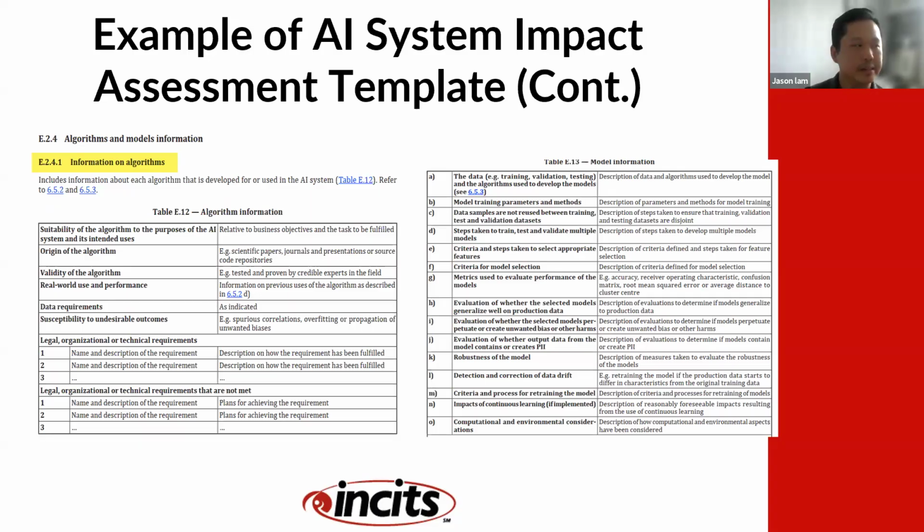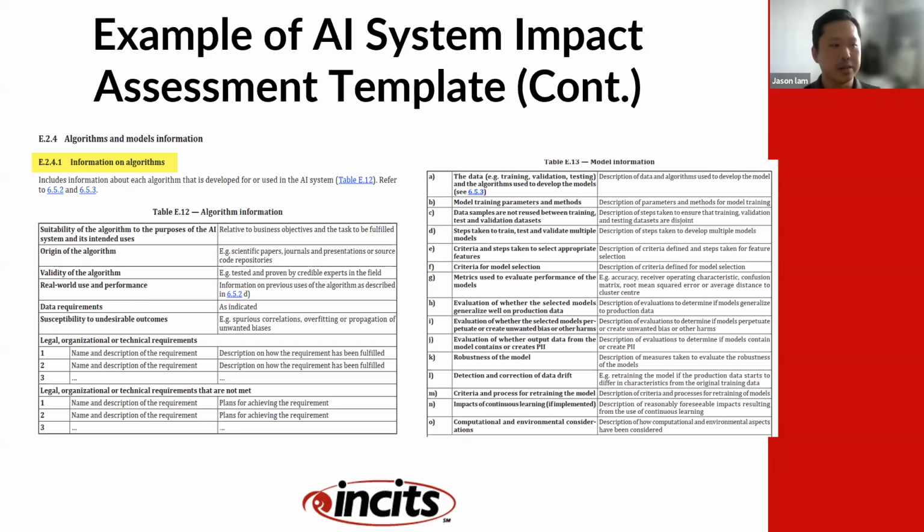Now, the example shown in Annex E is an illustrative example of how organizations could document the information related to the algorithms and models within their AI systems. And as shown within the example, a lot of key information can include the appropriateness of the selected algorithms related to any specific business objectives and the actual AI task itself, the origin of those algorithms and any type of modifications, the validity of the algorithm, as well as any possible examples of real world use cases, as well as the performance and any known legal, organizational, and technical requirements.